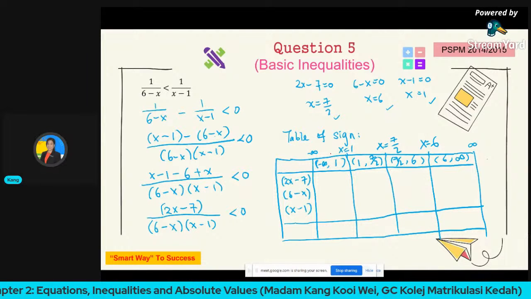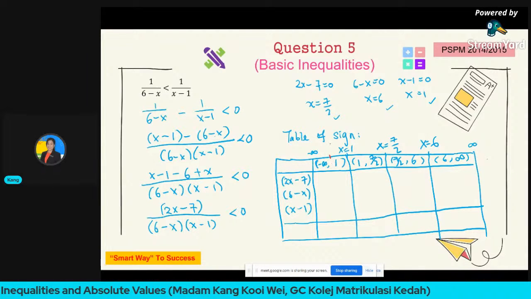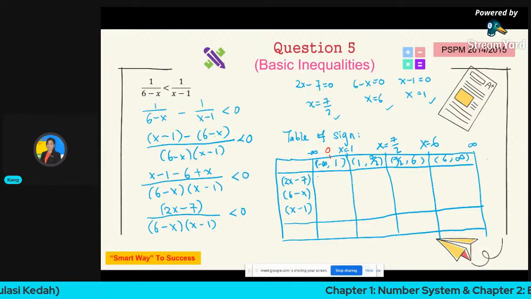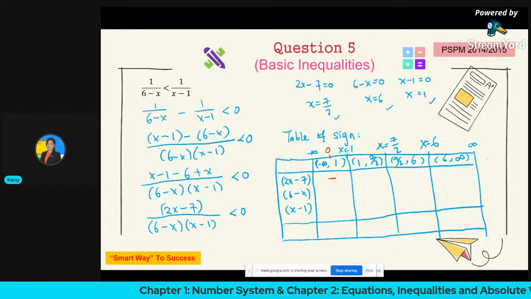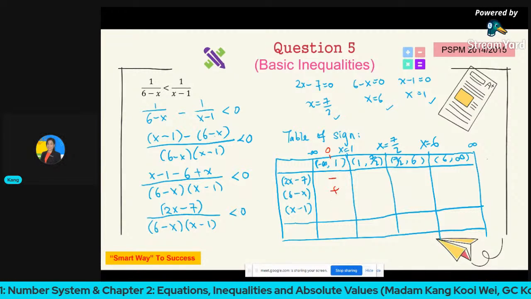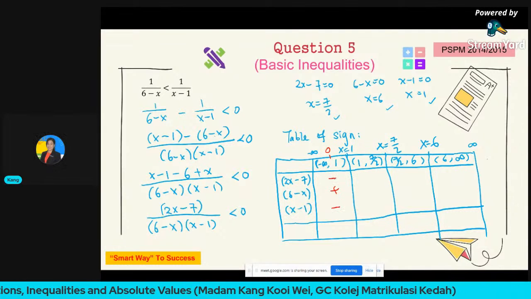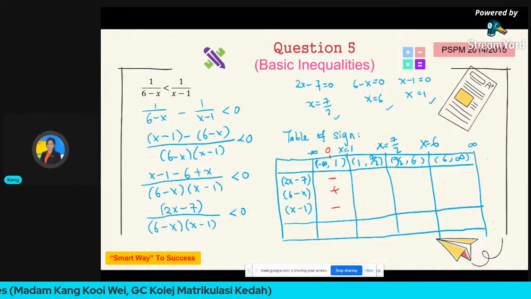Okay, let's say Madam is going to choose one in between negative 1 and 1. Madam chooses 0. You just substitute 0 into this factor. 2 times 0 is 0, then you get negative 7. Then 6 minus 0 becomes positive 6. Then 0 minus 1 becomes negative. Negative, positive, you will get negative. Negative, negative, you will get positive here.